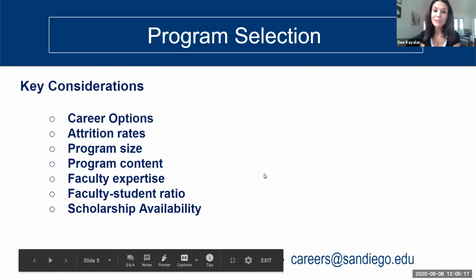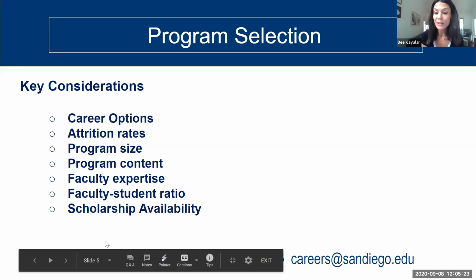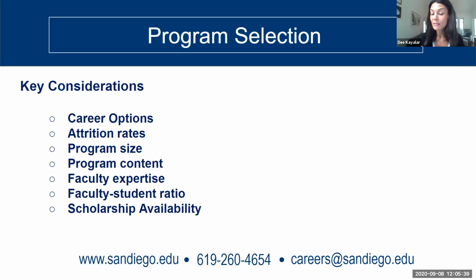All right, some other key considerations include looking at where the schools are located, their geography, the faculty-student ratio, the faculty who are involved in research and in topics that you're interested in, size of the program, the content of the program, the curriculum, as well as the school's attrition rates. And looking at, like I mentioned earlier, what the alumni of those programs are currently doing professionally.